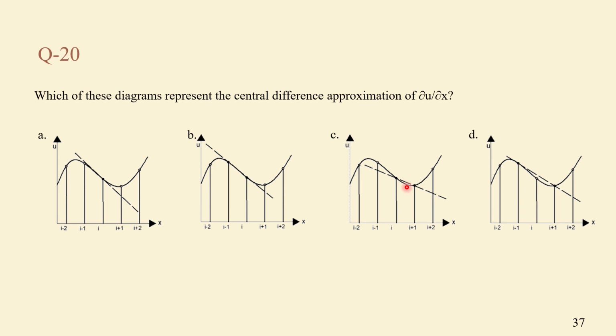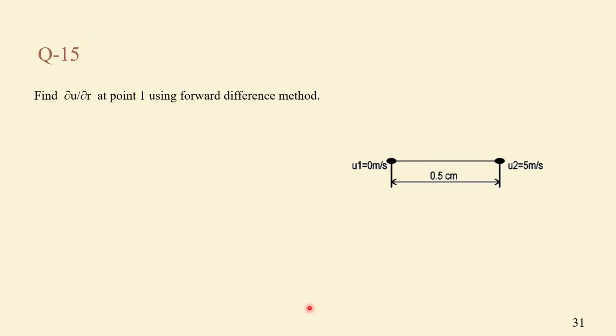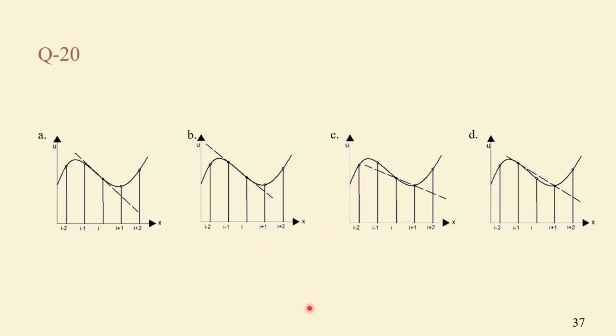For the central difference approximation of dou u by dou x, it would be u at x plus delta x minus u at x minus delta x, divided by 2 times delta x. So it is like u i plus 1 minus u i minus 1, divided by 2 times delta x. So this is the formula. We would be requiring u i plus 1 and u i minus 1.